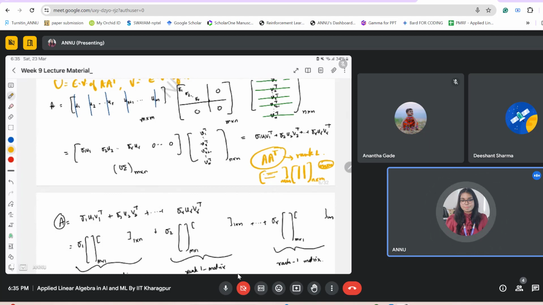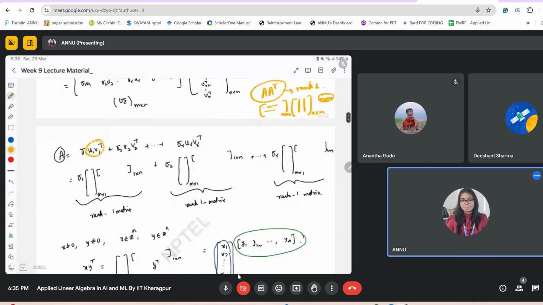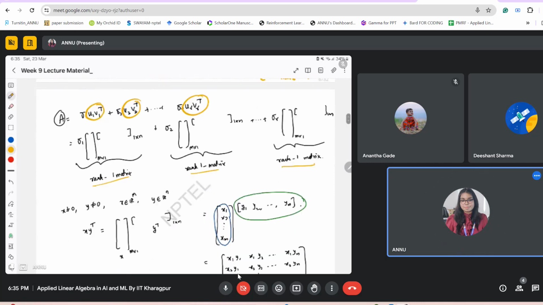So here you can also see these, up to n vectors. These are also rank 1 matrices. So what you're doing is adding rank 1 matrices n number of times.